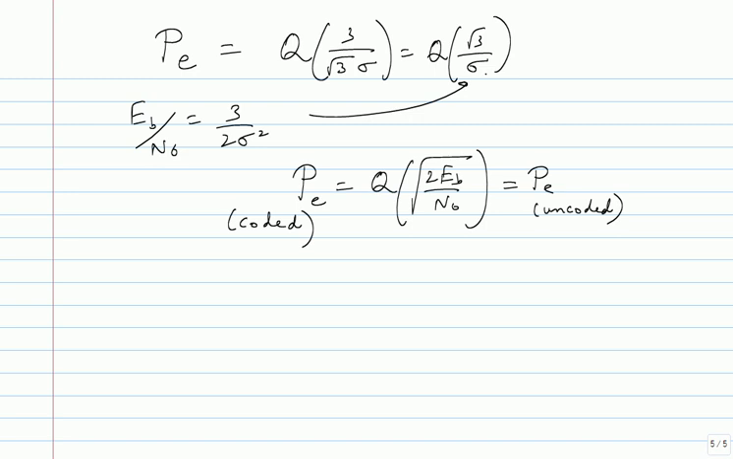Same. Q of root 10. Okay, so instead of 3, you will get 10. And if you do EB over N0 substitution, then what will happen? You will get the same. Whatever N is, probability of error will be in terms of EB over N0, Q of root 2 EB over N0. In terms of sigma, it will change because the relationship is changed.